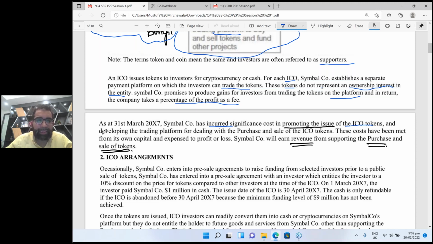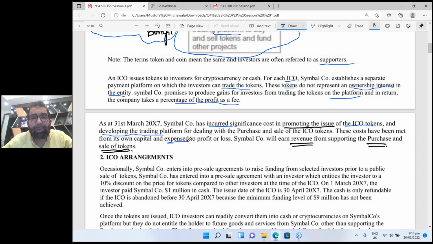And yes, the second cost, this is a very good cost, developing the trading platform for dealing with the purchase and sale of ICO tokens. Okay, these costs have been met from its own capital and expense. Oh, they are very superman people. They book immediately all these costs and expense, and this we have to discuss in one of the requirements.